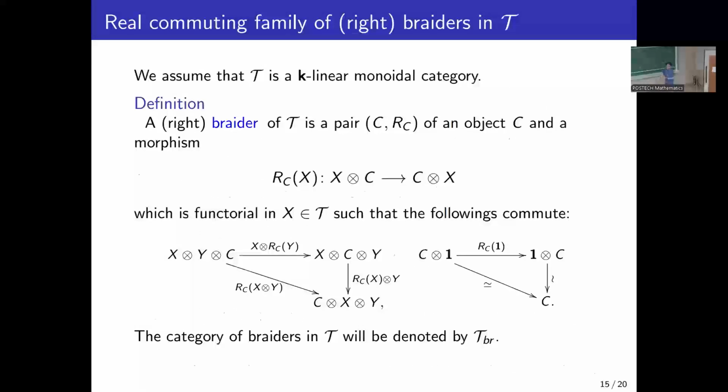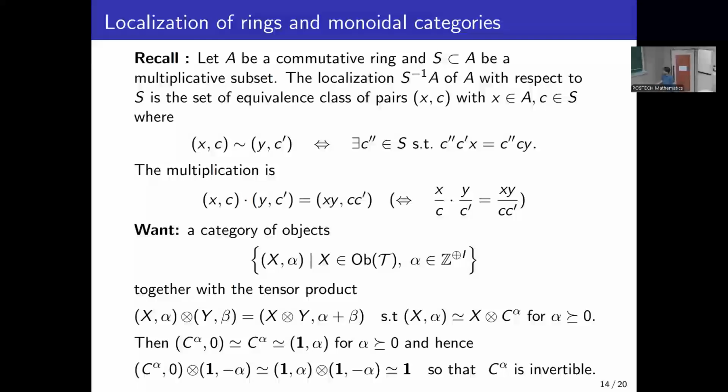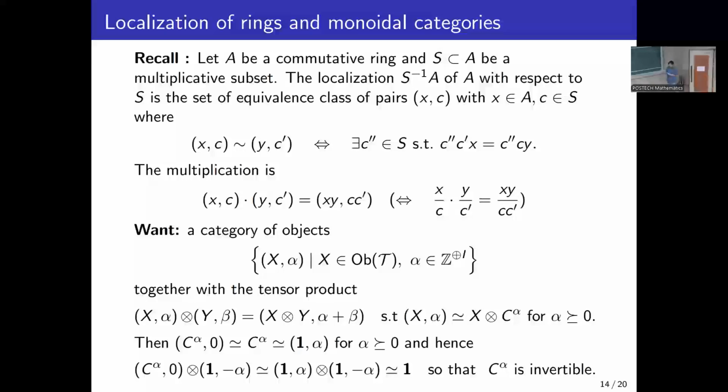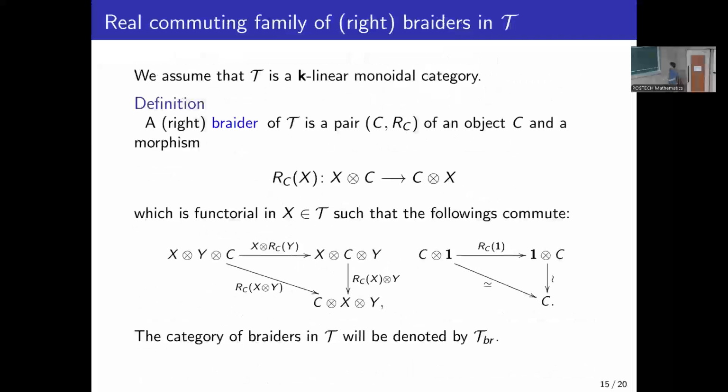And remind me what C is. Is C here a fixed object? Here, C alpha is a family of objects that we want to invert. For example, if you have C1 tensor C2, then I want to denote it by C1 times C2 in this way, or in vector notation. So here the C alpha are some family of simple objects which we want to invert. It's an element in the multiplicative subset.